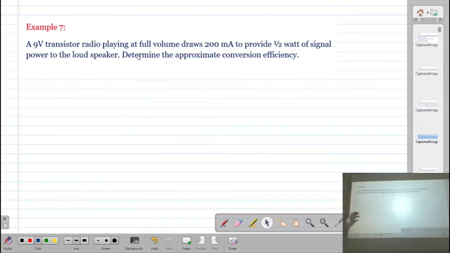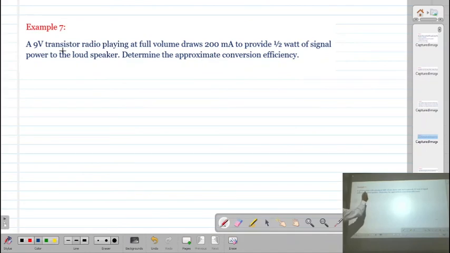What is given? A 9-volt transistor radio playing at full volume draws 200 milliamperes to provide half a watt of signal power to the loudspeaker. Determine the approximate conversion efficiency. So, what is given to you?